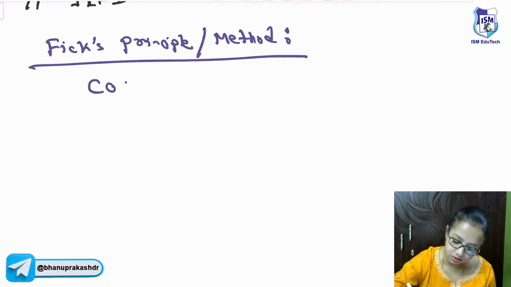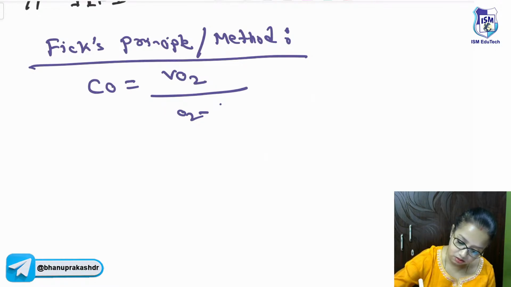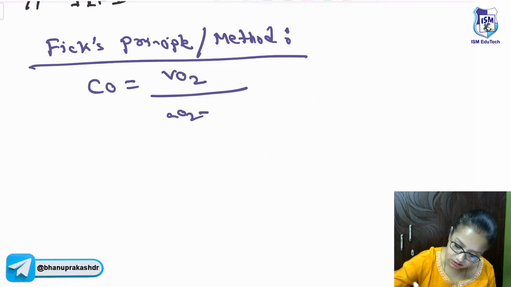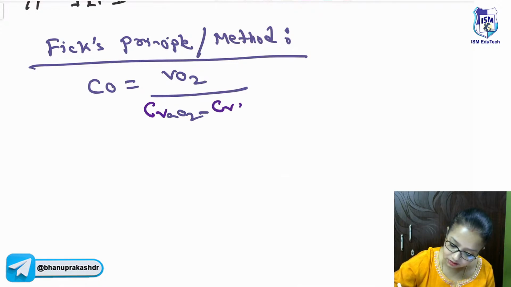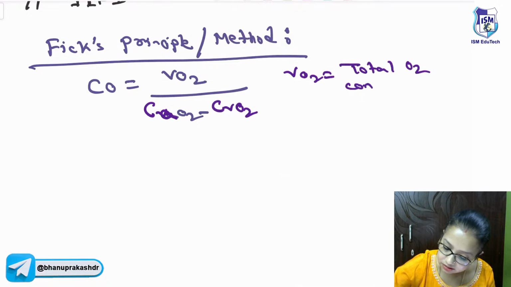The formula for the cardiac output was VO2 by the difference of the oxygen concentration in the artery and the oxygen concentration in the peripheral or mixed blood, the arterial blood and the venous blood, in which VO2 is the total oxygen consumption by the body.